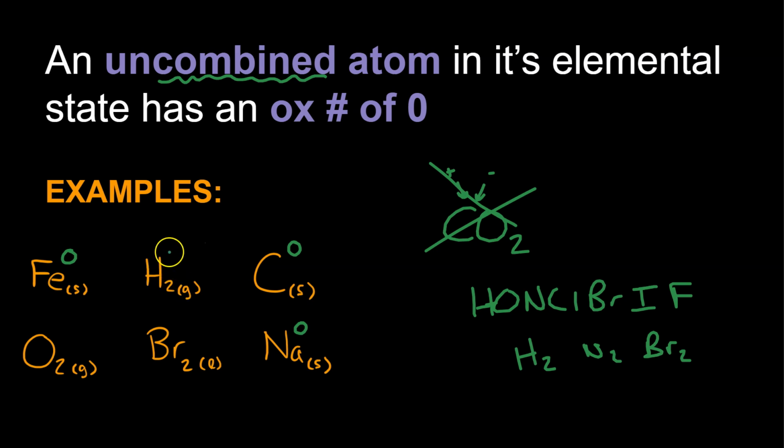When you see H2 gas, even though it's hydrogen bonded to another hydrogen, that still counts as an oxidation number of 0 because that is hydrogen in its elemental state. Same thing with O2 and Br2 and any of the other 7 elements on that list.